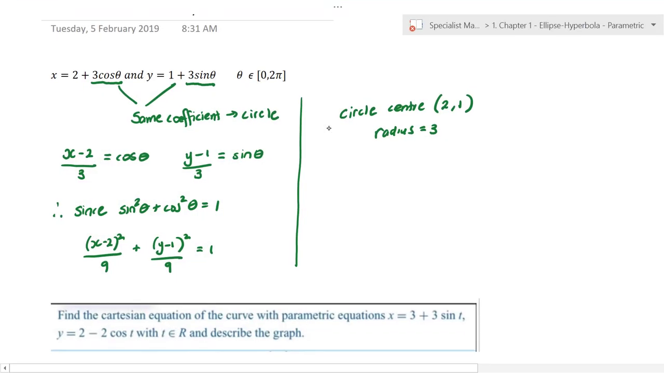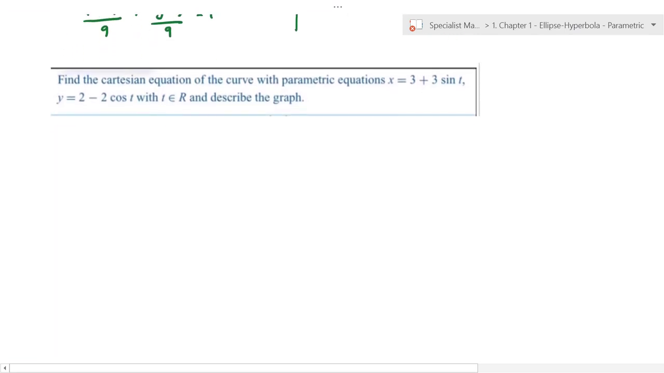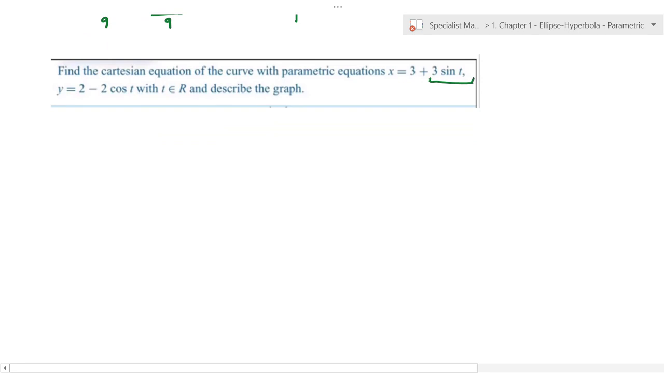Alrighty. Are there any questions so far about what we've been through? Now, what do you notice here about the coefficients, ladies and gentlemen? They are different. So this is not a circle. Does anyone want to give me an example of what it could be, given that we stretch a circle out in a certain direction? What do we call that? It's an ellipse. When you see sine and cos, but the coefficients are different, it's going to be an ellipse. When you see secant and tan, there's a fair chance you'll see a hyperbola.